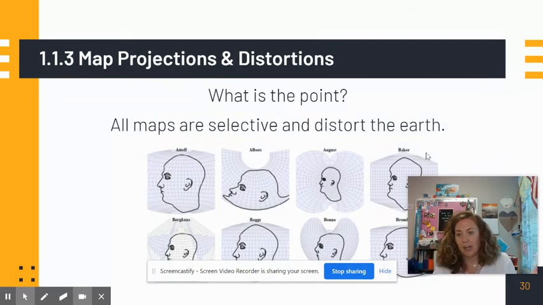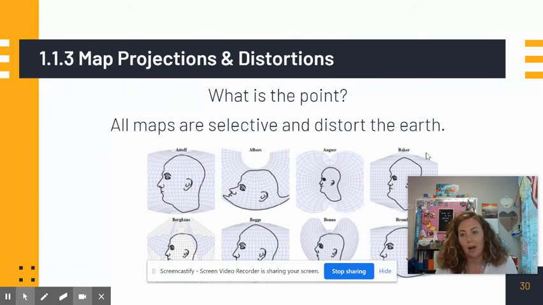All right, so who cares? What is the point of any of this? What even is any of this? All maps are selective and they distort the Earth. That's the bottom line. So when we talk about bias in the media, bias in historical documents, there's bias in maps. You have to understand that the map you're looking at is already lying to you. It's not telling you the truth.